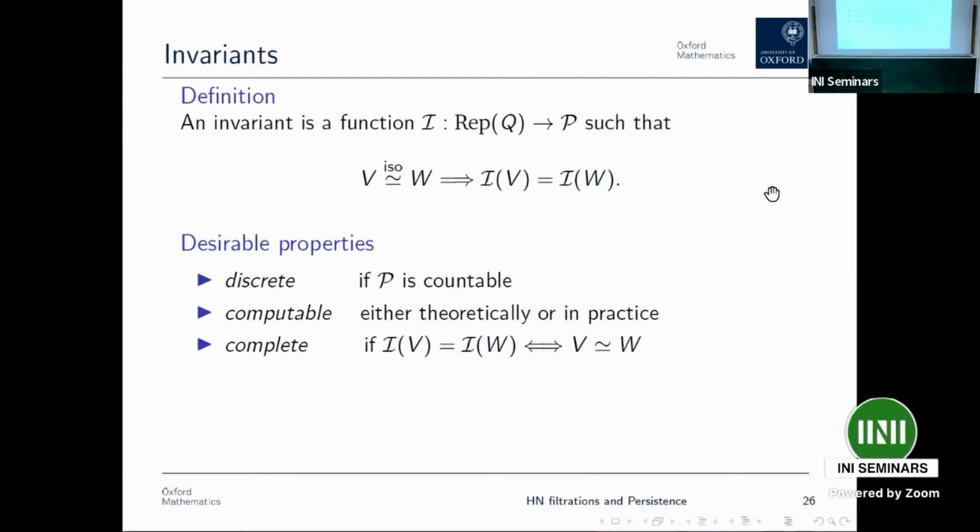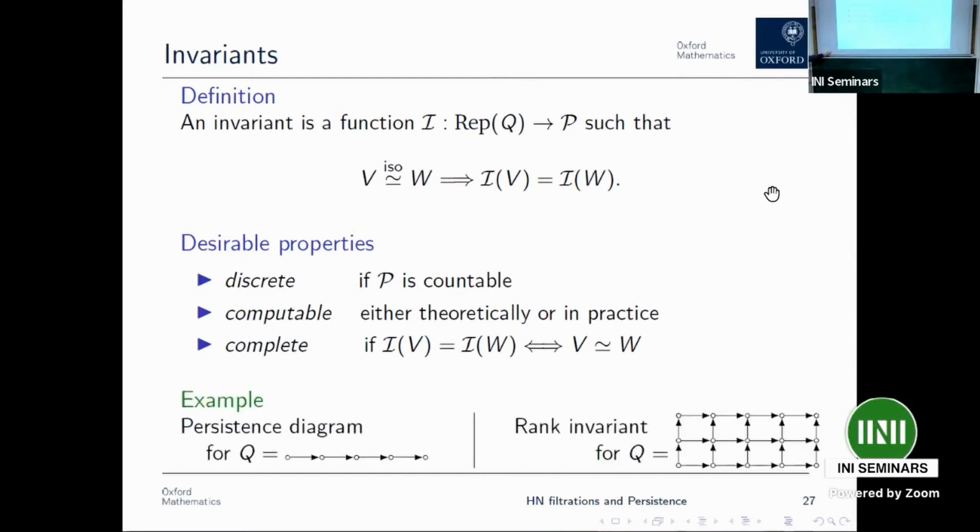So the best case for informative is being complete, which means that from the output of the invariant, you can retrieve the isomorphism type of your representation. And in the case of one-parameter persistence, the persistence diagrams were doing exactly this job. However, we know from Gabriel's classification that for the grid quiver, it won't be possible to get both discrete and complete. So we're trying to get something discrete, incomplete, but still try to prove that it's informative when we introduce invariants for the grid. Okay, and so I think I'm going to stop here.